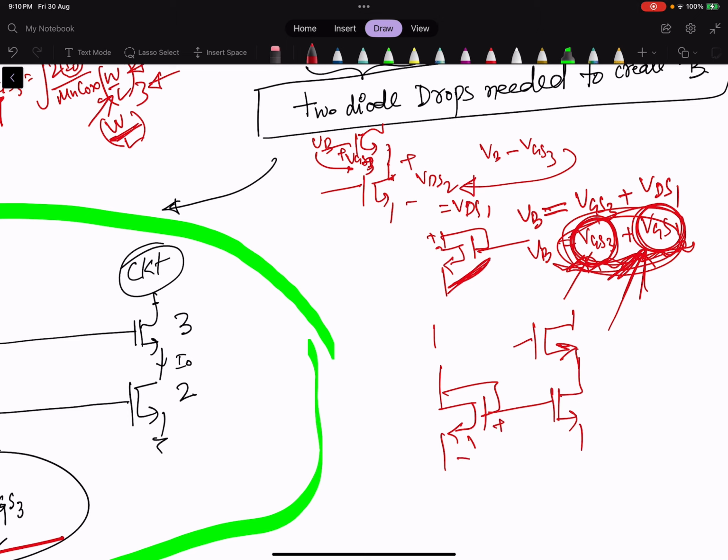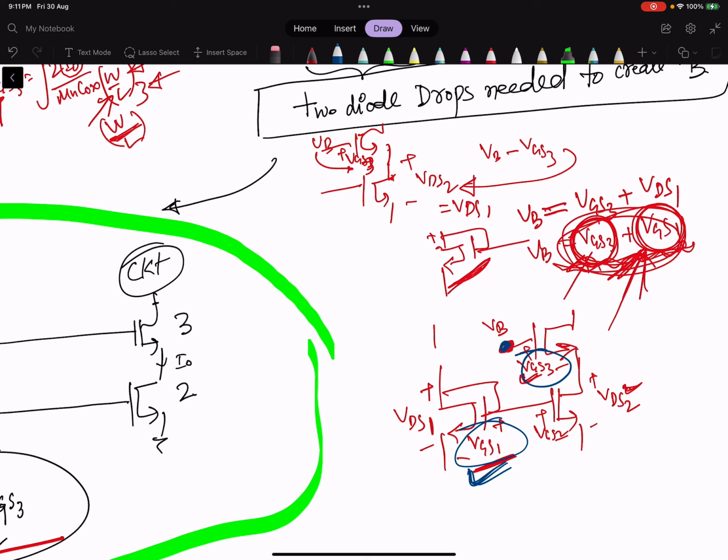This is VGS1, this is VGS2, this is VDS2, this is VGS3, this is VB. So VB voltage is equal to VGS3 plus this, and this is made equal to this VDS1, and VDS1 is also equal to VGS1. So VB is two diode drop voltage. One is this and second is this. Okay, so this already we have. We just need one more voltage, VGS3, to generate VB.